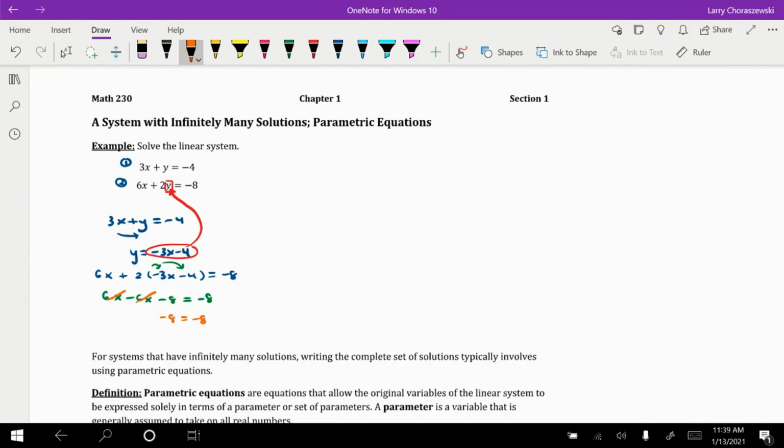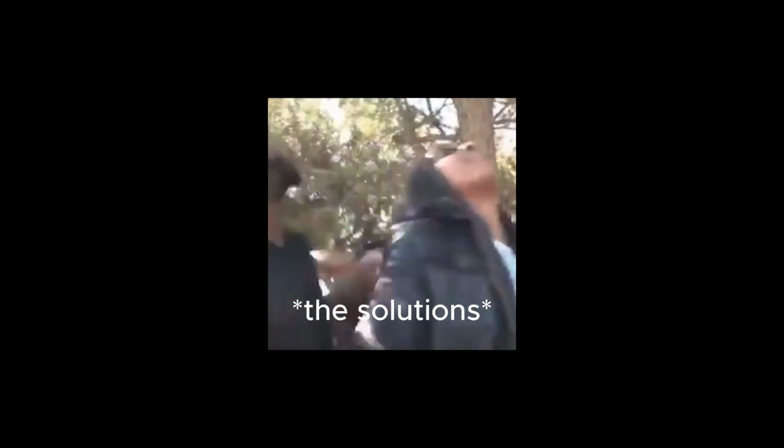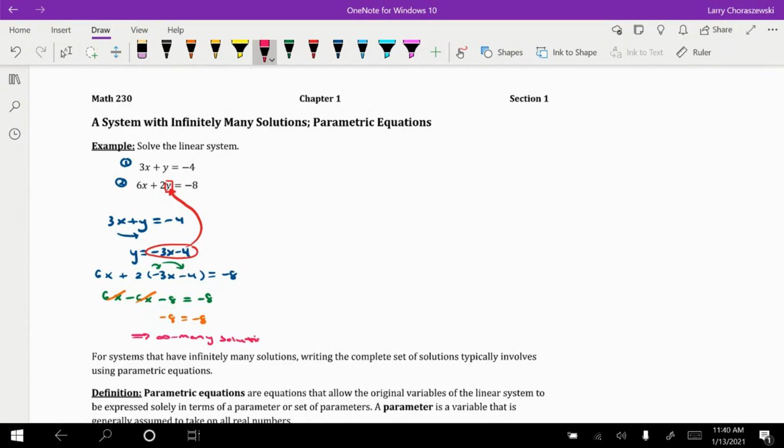But what we're left with is a true statement regardless of what x is and regardless of what y is. So you could pick any pair, x and y, provided it satisfies the equations above, and it would be a solution. The fact that we get negative 8 equals negative 8, that's an absolute truth here in mathematics, and this would actually imply that there are infinitely many solutions. Doesn't really matter what x and y are. Negative 8 is negative 8. It's not going to change the fact.